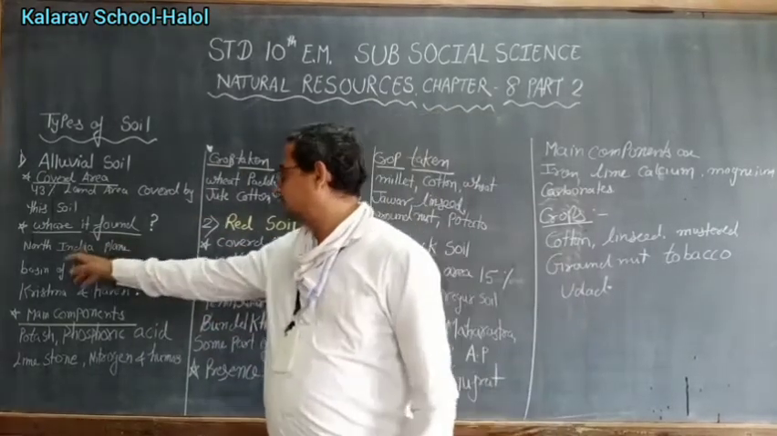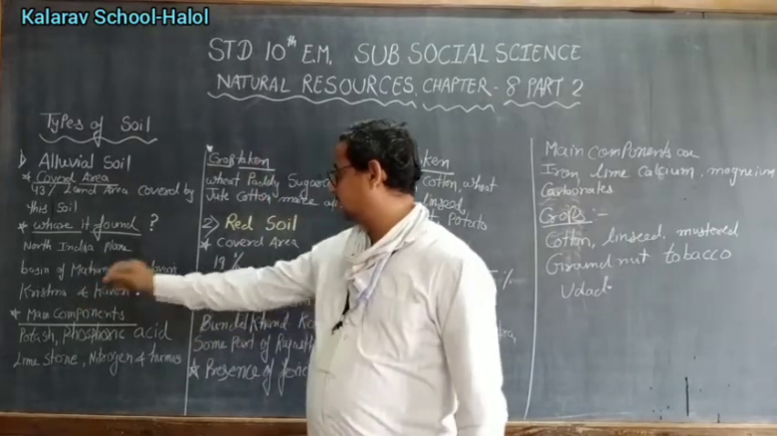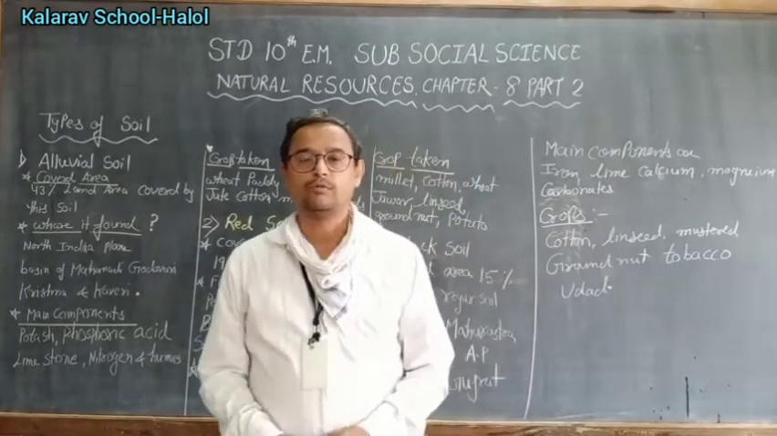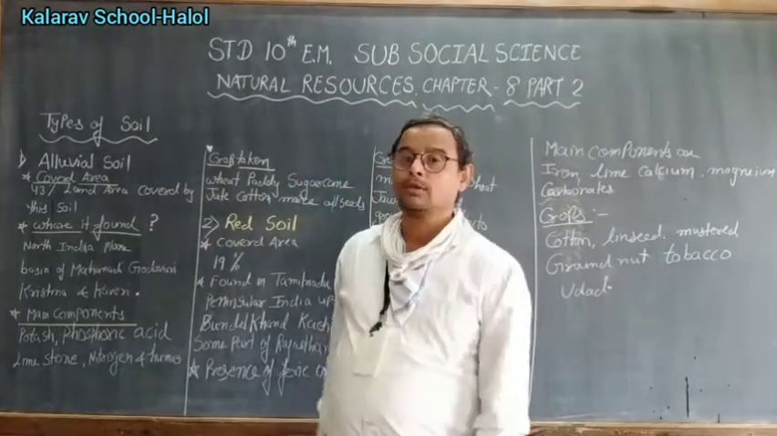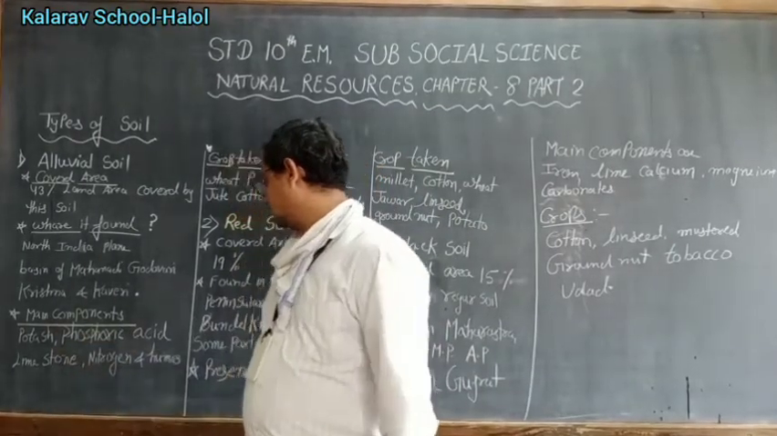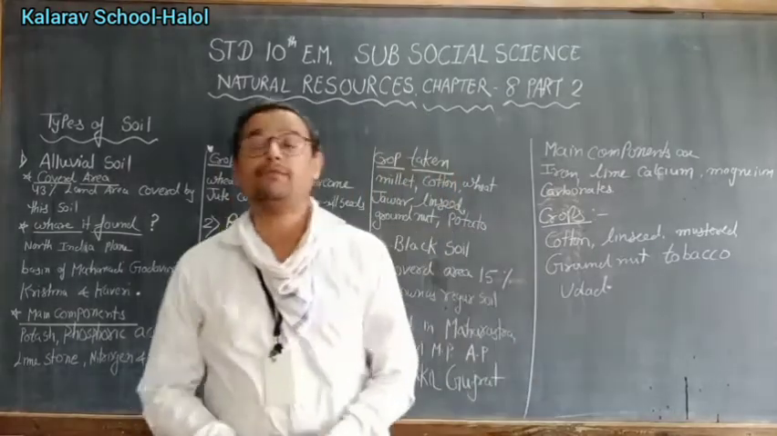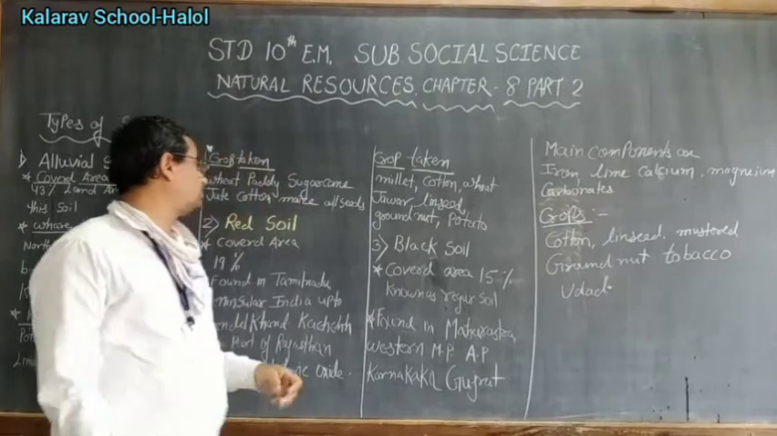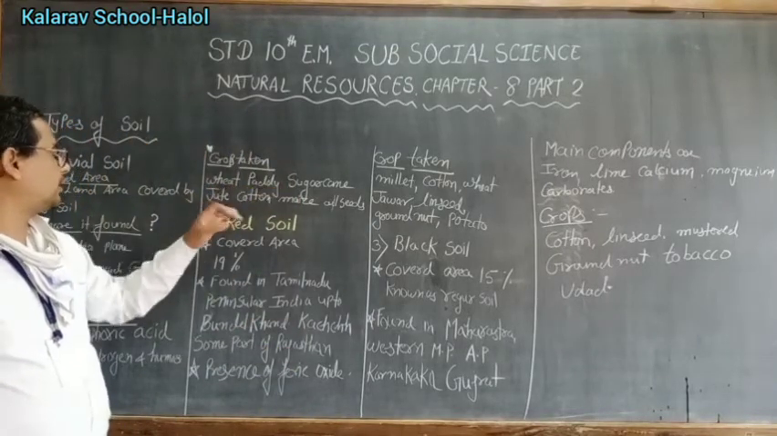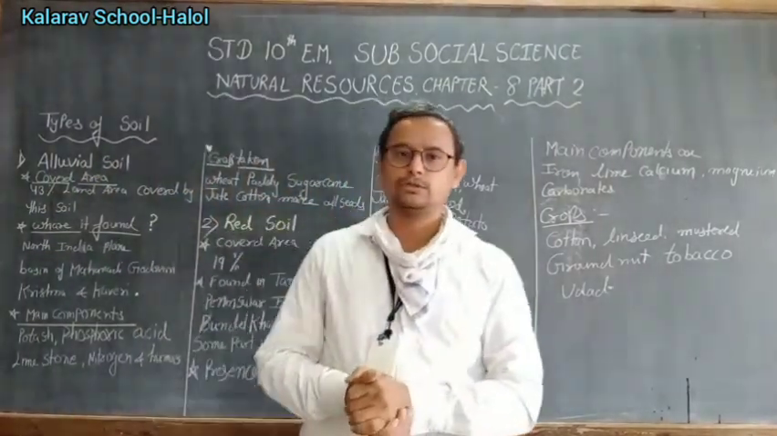In the North Indian plain, and in the river basins of Mahanadi, Godavari, Krishna and Kaveri and their delta regions, you find this type of soil. What are the main components of this soil? There are potash, phosphoric acid, limestone, nitrogen and humus. This soil is very fertile and different kinds of crops are grown in it, especially wheat, paddy, sugarcane, jute, cotton and maize.